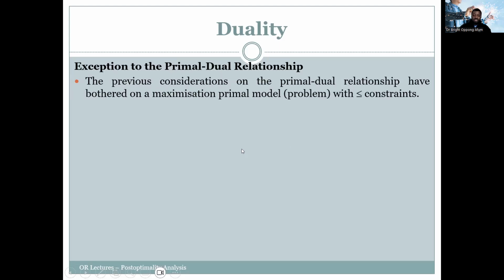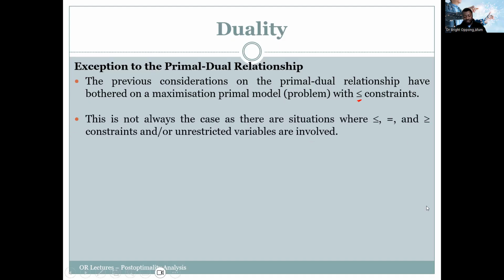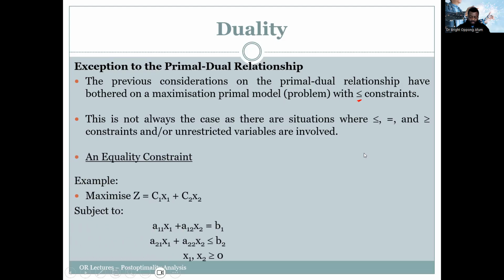Okay, so there are some assumptions here. The previous considerations on the primal-dual relationship have bordered on maximization and minimization with these constraints. This is not always the case, as there are situations where we can have mixed constraints. So when we have mixed constraints, how do we obtain the dual form?